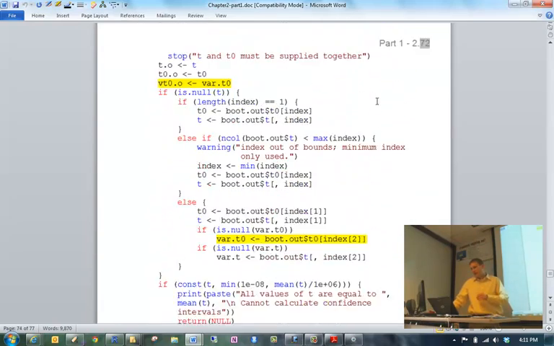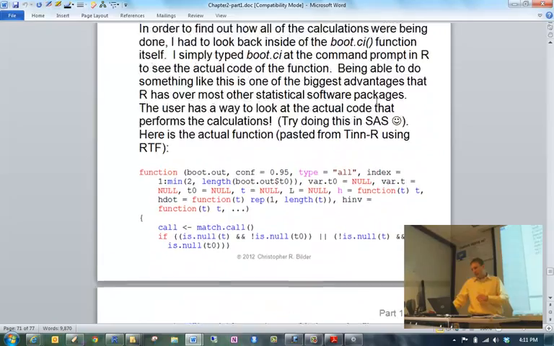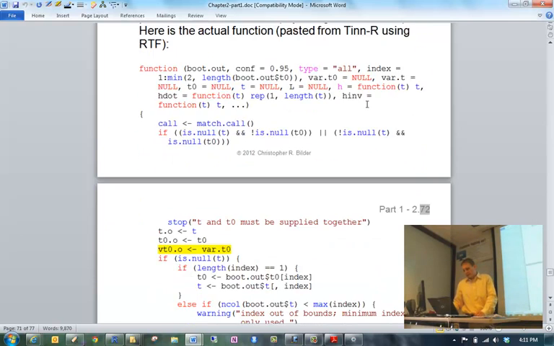And I mentioned this a little bit already. The first thing you should do when you're not sure why your calculations are different, in this case from the boot.ci function compared to what I was doing without it, even though they should be exactly the same, is actually look at the function itself. And we discussed how to do that. Just simply type boot.ci at your command prompt, and this is what the boot.ci function looks like.